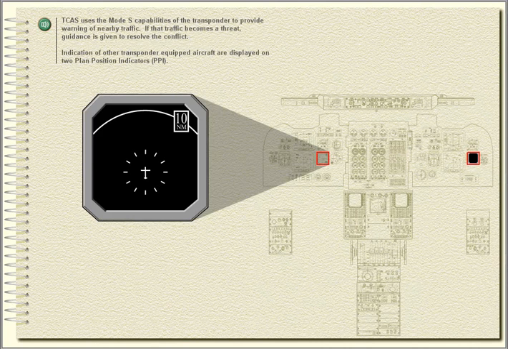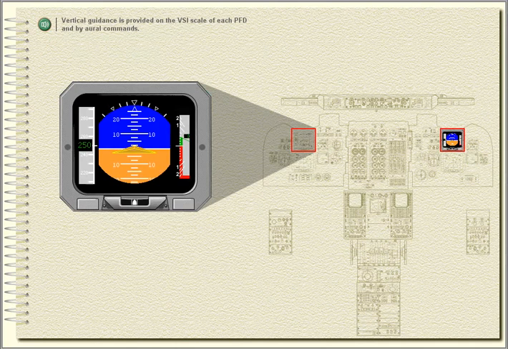TCAS uses the Mode S capabilities of the transponder to provide warning of nearby traffic. If that traffic becomes a threat, guidance is given to resolve the conflict. Indications of other transponder-equipped aircraft are displayed on two plan position indicators, PPIs. Vertical guidance is provided on the VSI scale of each PFD and by oral commands.